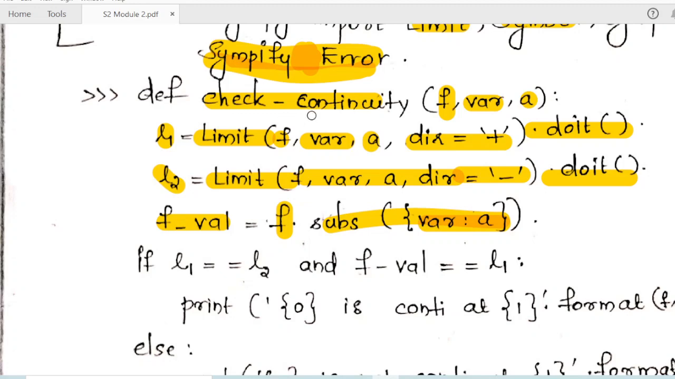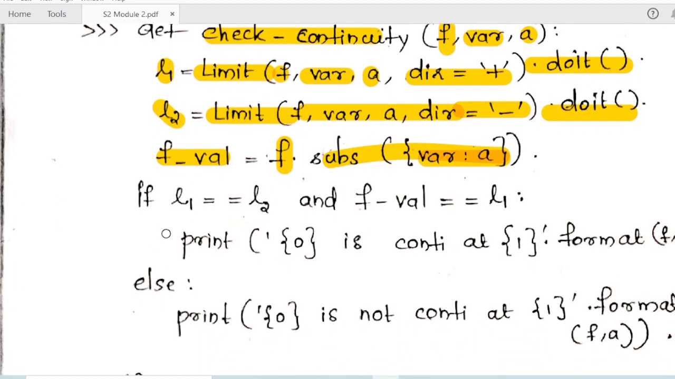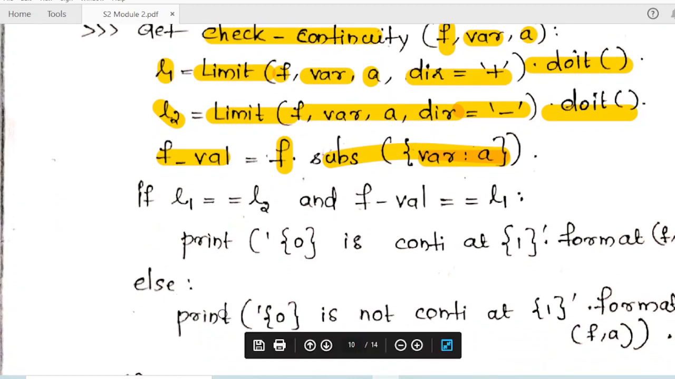So we know that by the definition of continuity of a function, L1 is the left limit, L2 is the right limit, and f underscore value is the value of the function at that point. By definition, only if these three values are equal can we say the function is continuous. If they are not equal, then the function is not continuous.